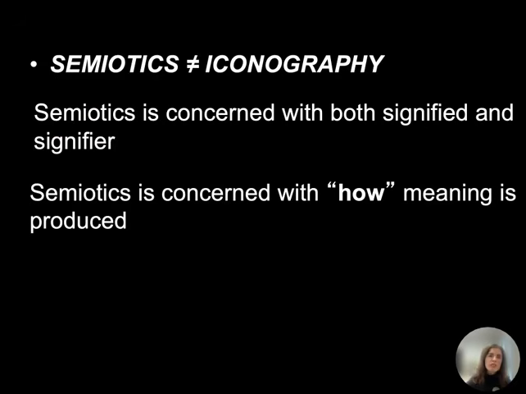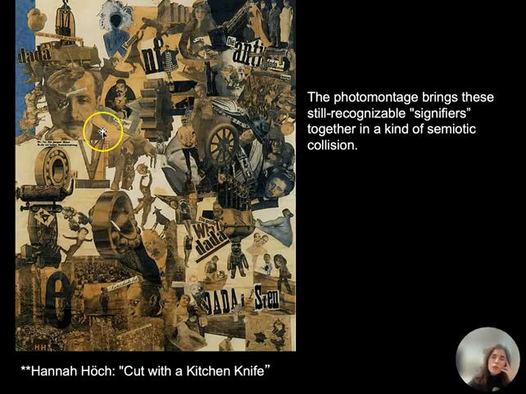Semiotics and iconography are different because semiotics is concerned with both the signified and the signifier. So thinking about why does that object signify a particular message, and it's concerned with how the meaning is produced. So why is that red light meaning stop? So that's a very basic way to approach it. We could also think about a more complex approach.